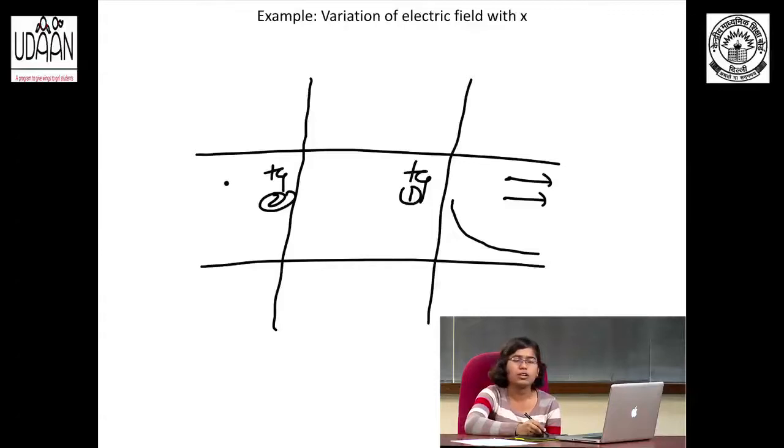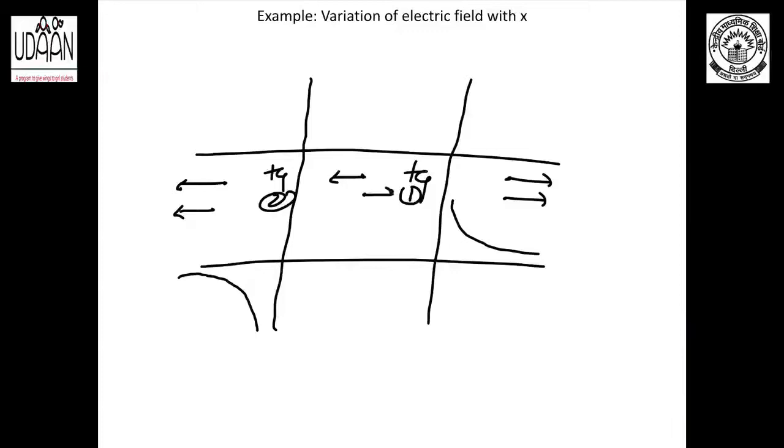In this region, the electric field due to Q1 would be in minus x, as well as due to Q2 would be in minus x. So the net electric field is in negative x direction. If we observe the electric field in the middle region, then we will find that there would be a point when the net electric field would be 0, as the electric field due to Q1 would be in minus x, whereas that due to Q2 would be in plus x.